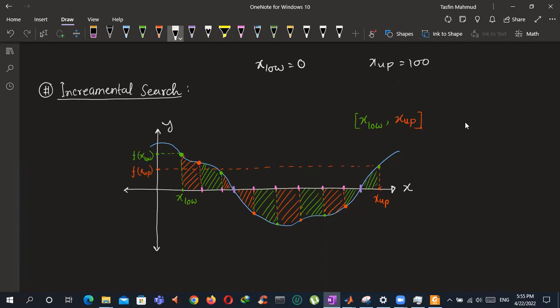You have to find all the roots in this range from 0 to 100. So what you have to do, you can segment this whole portion in an array, or you can increment by 1. Let's assume you set x low initially at 0 and x up initially at 1. Then run the code for the bisection method or Newton-Raphson method, or whatever code you want to run.